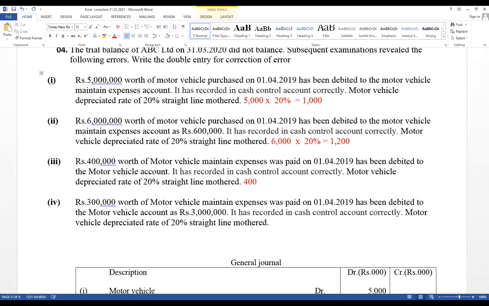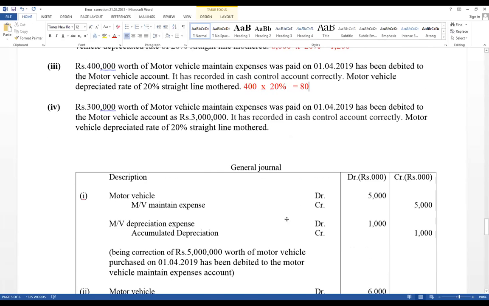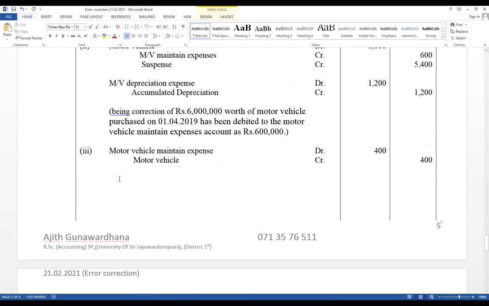The value should be calculated based on 400. It has been recorded in the motor vehicle account as 400. Based on that value, 20% equals 80. The maintenance expense has been recorded as a motor vehicle, therefore it has been depreciated already, so the depreciation should be removed now. Accumulated depreciation account debit, depreciation expense account credit. Therefore think about the depreciation effect also.